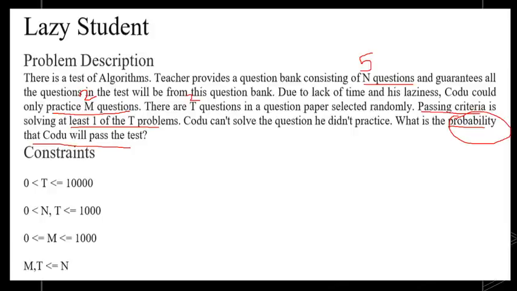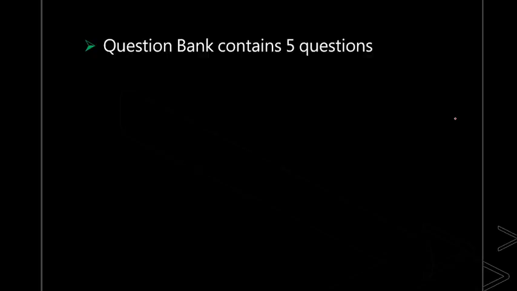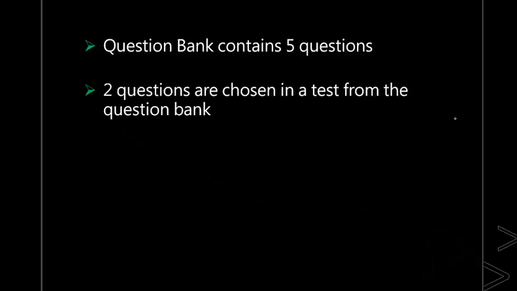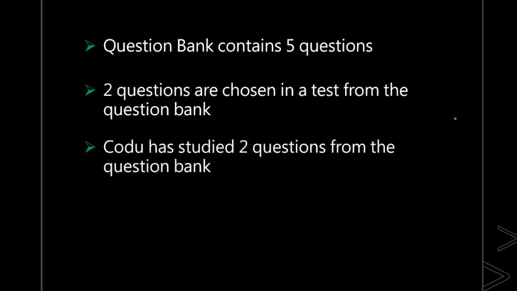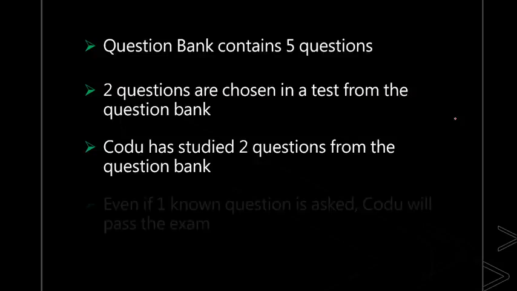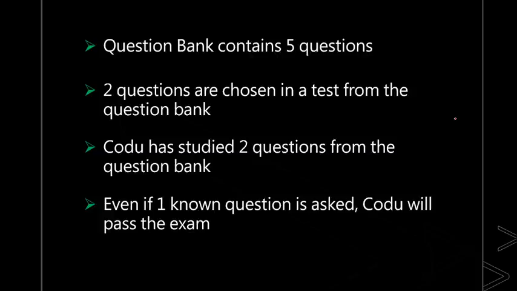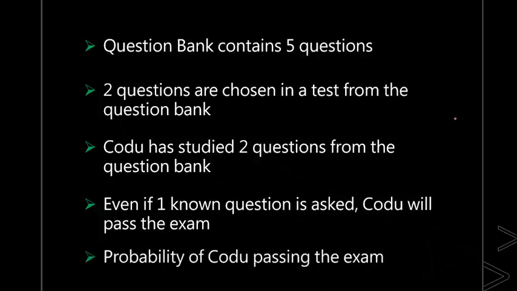Look at this. So here, let us assume the question bank contains 5 questions, and 2 questions are chosen. From a set of 5 questions, 2 questions are chosen. And Kodu has studied how many questions? Kodu has studied 2 questions. Alright. What is the passing criteria? He should know at least one question. Remember the term? At least one question should be known so that he can pass the examination. Okay. What should we find here? We should find the probability of passing the exam. Clear?